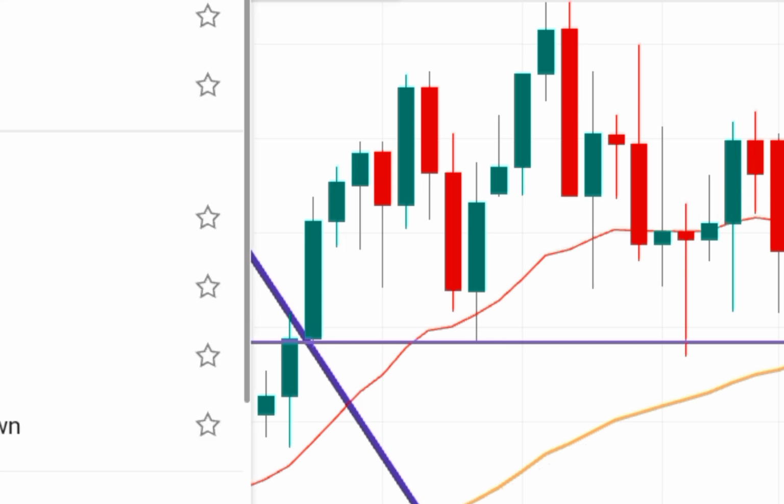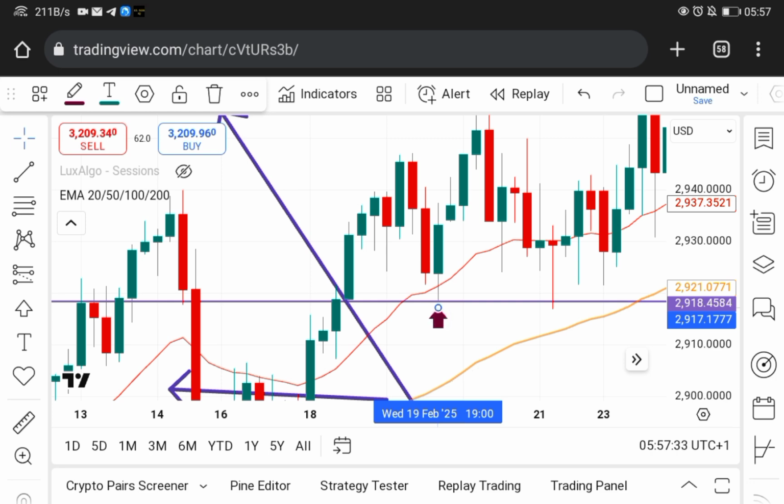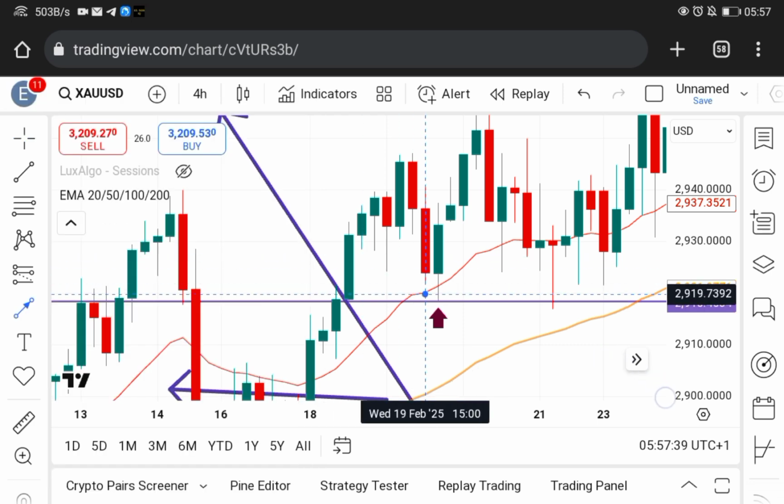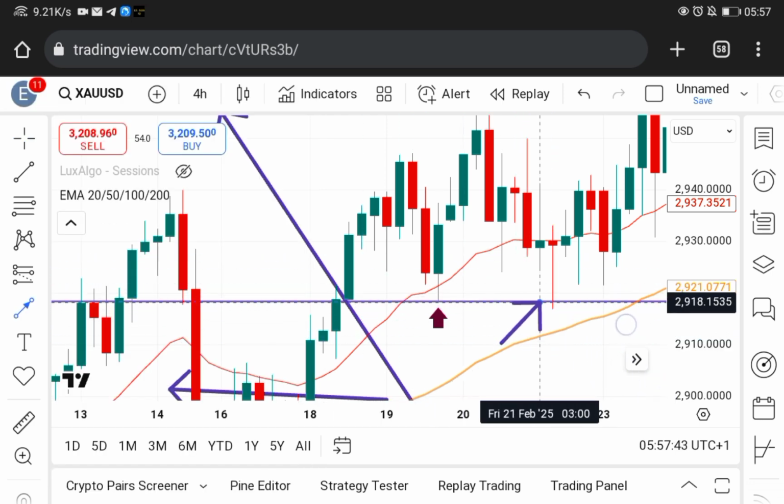Where do we really mark? It is this very low right there. So this low here is what we are talking about. Once the market comes back and grabs that low right here, that becomes your break of structure, which you've seen here.